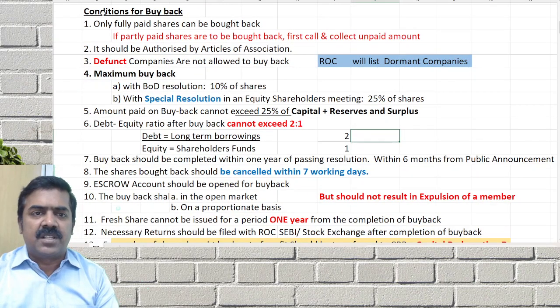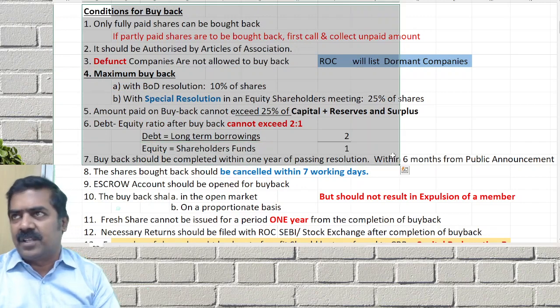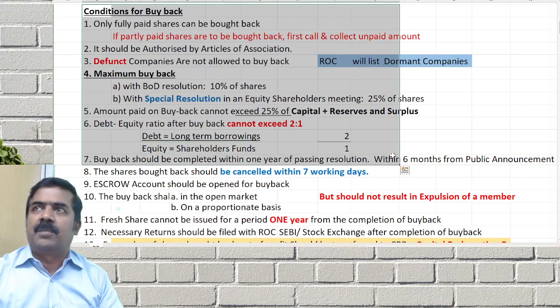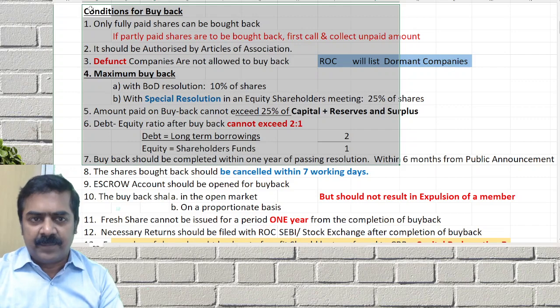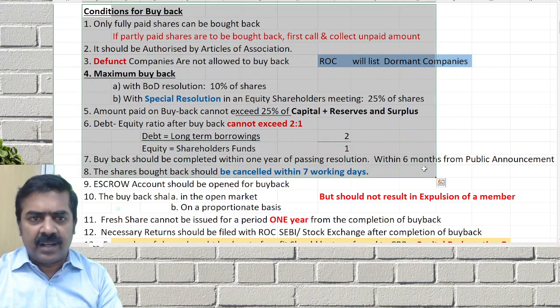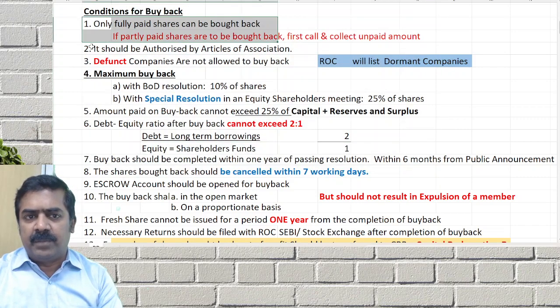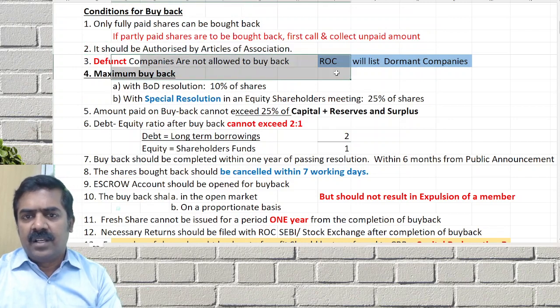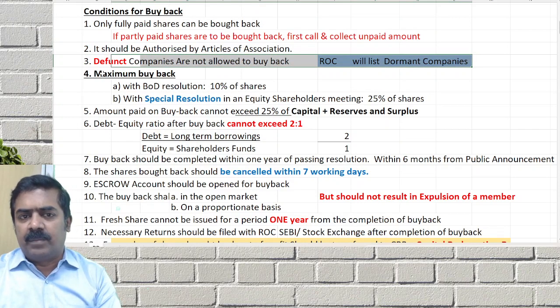Buyback of shares. This question can be tested in what? Multiple choice questions or theory question or a practical problem with journal entry can be tested. These are the conditions for buyback. Okay, only fully paid shares can be bought back. It should be authorized by articles. Okay, dormant companies cannot buy.